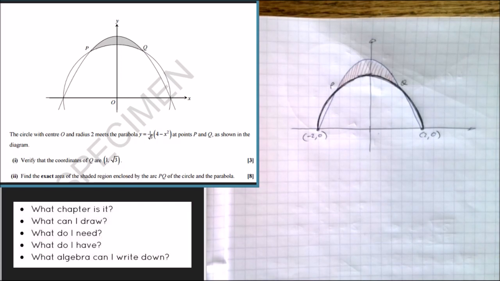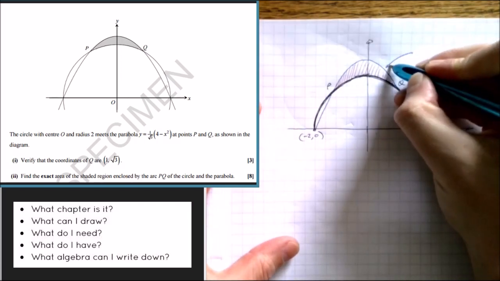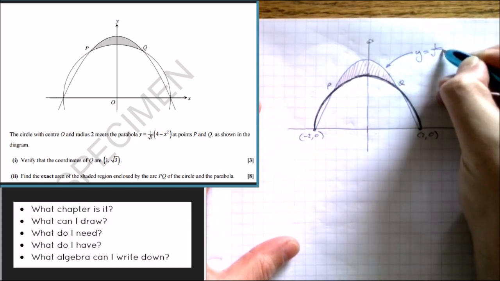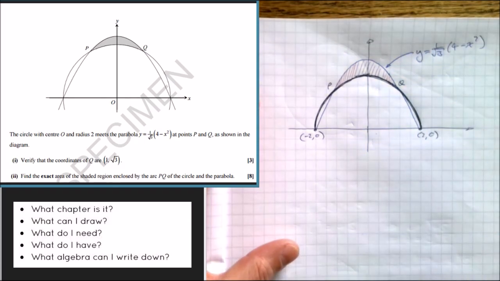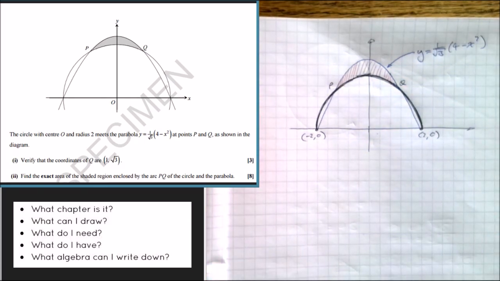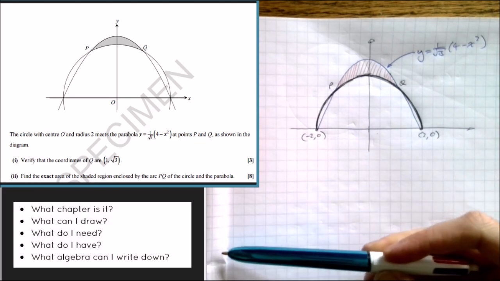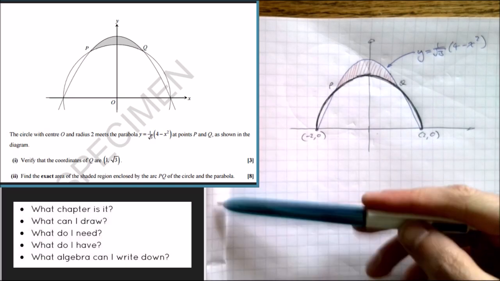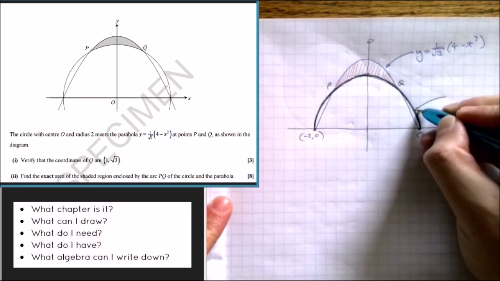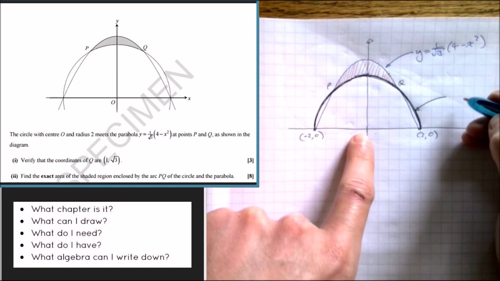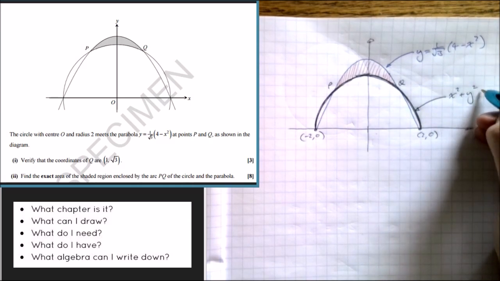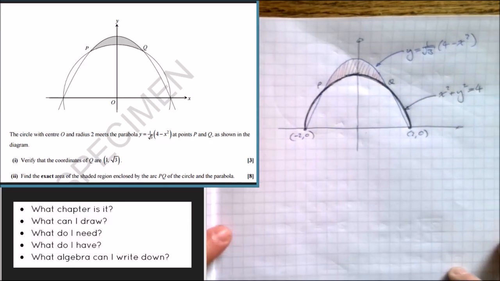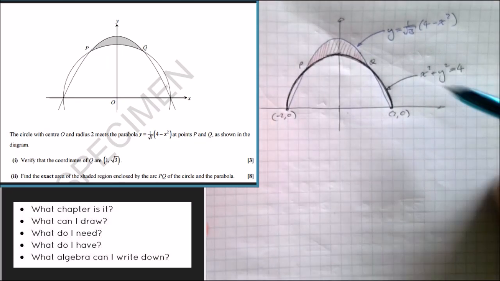I might as well label on that the equation of that parabola. That is y equals 1 over root 3 (4 minus x squared). Since I've labelled on that parabola, I think I want to label on the equation of the circle as well. What algebra can I write down? These, we don't have to do in this order. I want to write down the equation of this circle. Well, if the centre is at 0, 0, it's just going to be x squared add y squared equals 4. That might not only help me get into the problem, that might get me a mark in an exam as well.